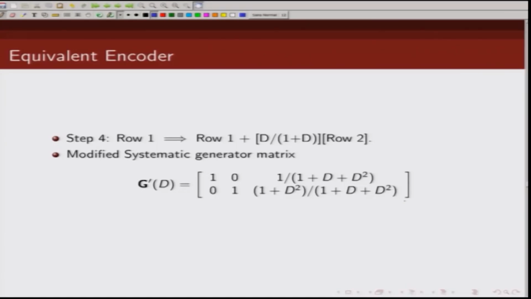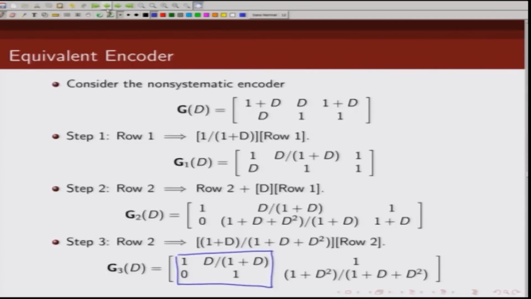Note now, this is a generator matrix for a systematic encoder. You have your identity matrix here, and you have some matrix here which is your P matrix. So, this is basically the generator matrix for a systematic encoder. So, note now, by simple row operations we were able to get an equivalent systematic generator matrix for a non-systematic encoder whose generator matrix is given by this.